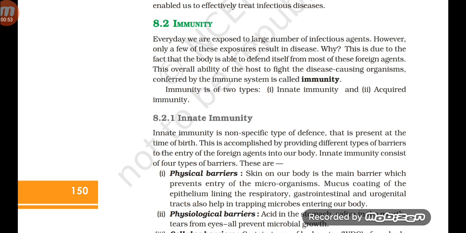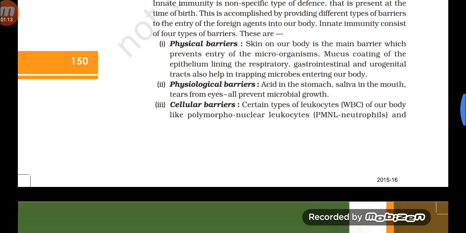Innate immunity is a non-specific type of defense that is present at the time of birth. This is accomplished by providing different types of barriers to the entry of foreign agents into our body. Innate immunity consists of four types of barriers, the first one being the physical barriers. The skin on our body is the main barrier which prevents the entry of microorganisms. The mucus coating of the epithelium lining the respiratory, gastrointestinal, and urogenital tracts also helps in trapping microbes entering our body.